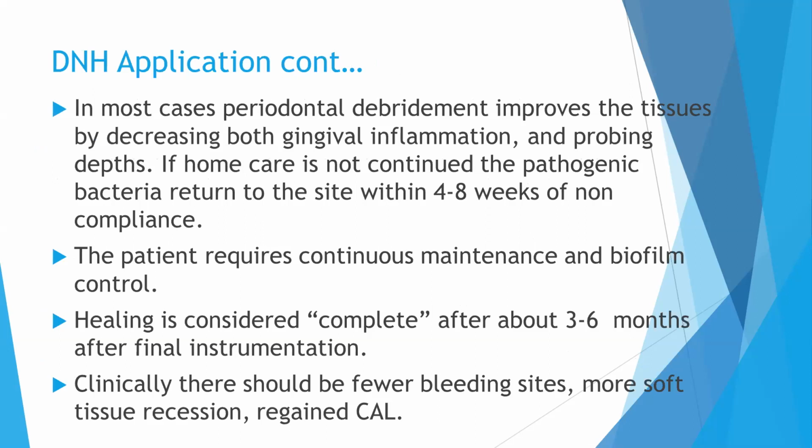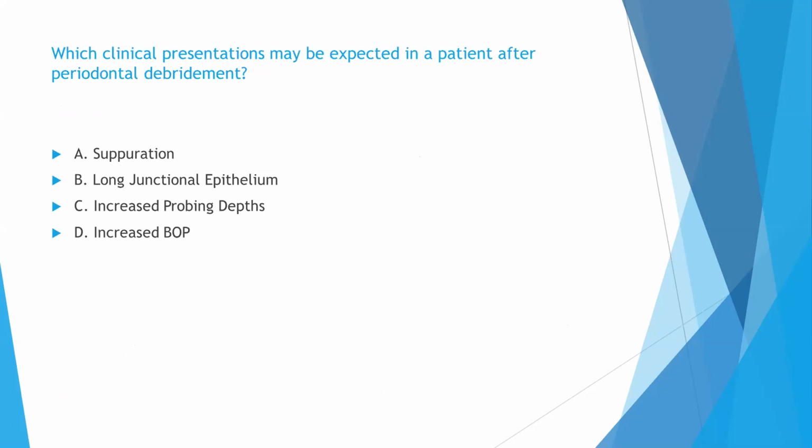So in most cases, periodontal debridement improves the tissue by decreasing both the gingival inflammation, so that's the shrinkage, and the probing depths. And if the self-care or home care isn't continued, then the pathogenic bacteria return to the site within 4 to 8 weeks of non-compliance. The patient therefore requires continuous maintenance, biofilm control, and motivation. But healing is considered complete about 3 to 6 months after the final instrumentation. So that's usually one reevaluation appointment and one perio maintenance appointment later. Clinically, there should be fewer bleeding sites, more soft tissue recession because of the shrinkage, as well as a regain of clinical attachment level.